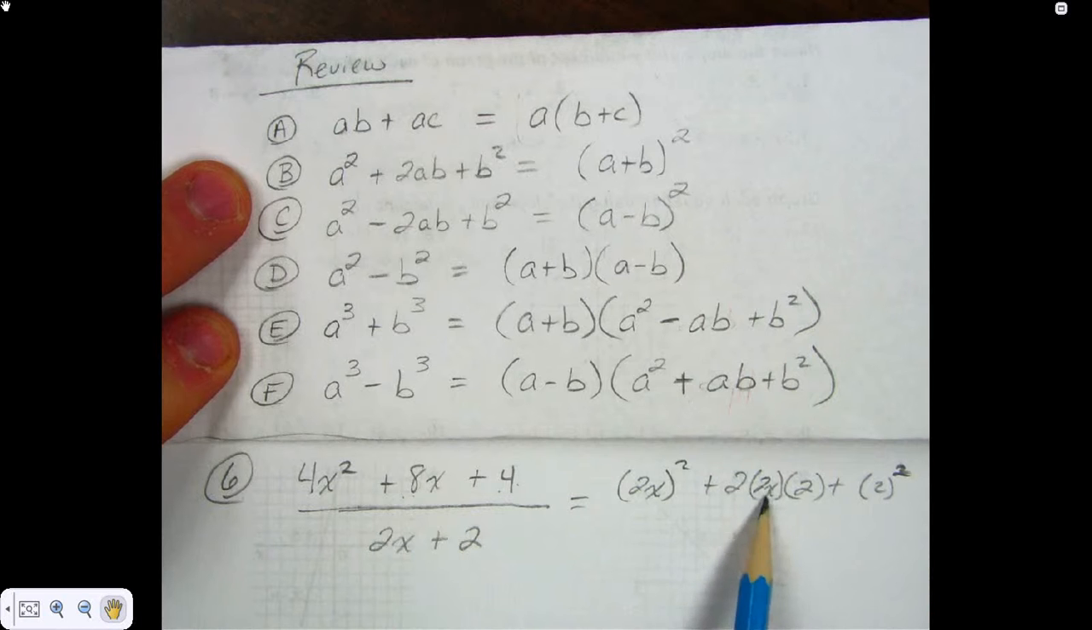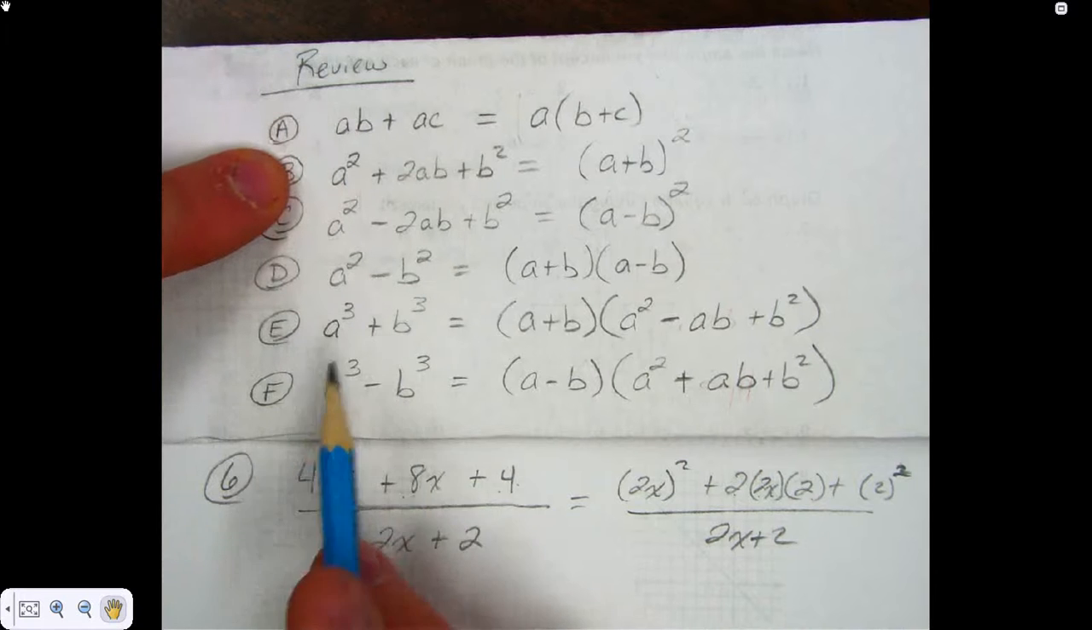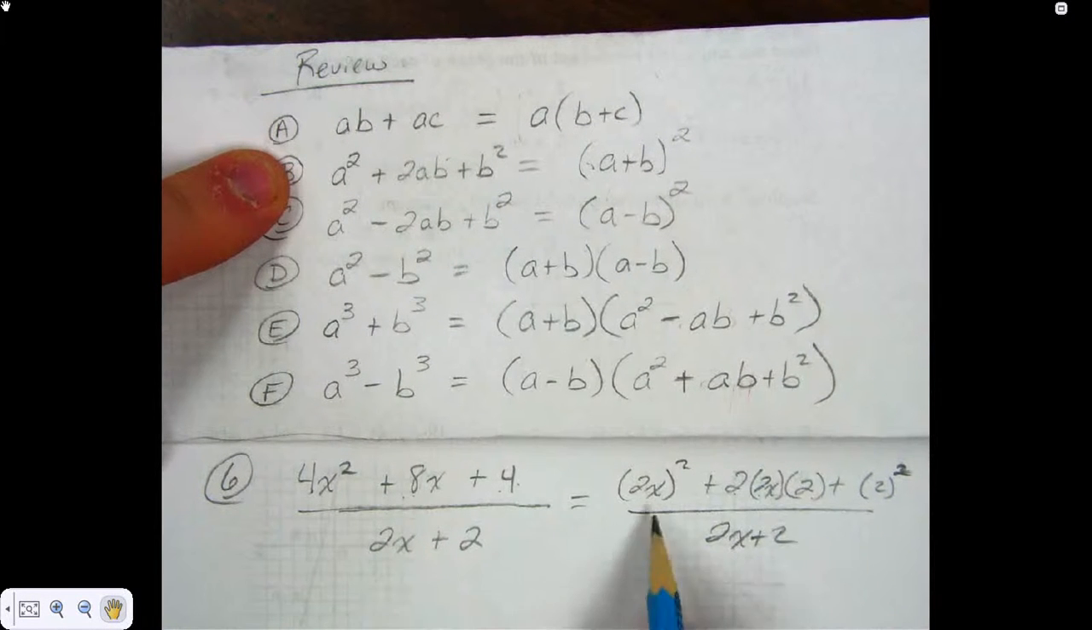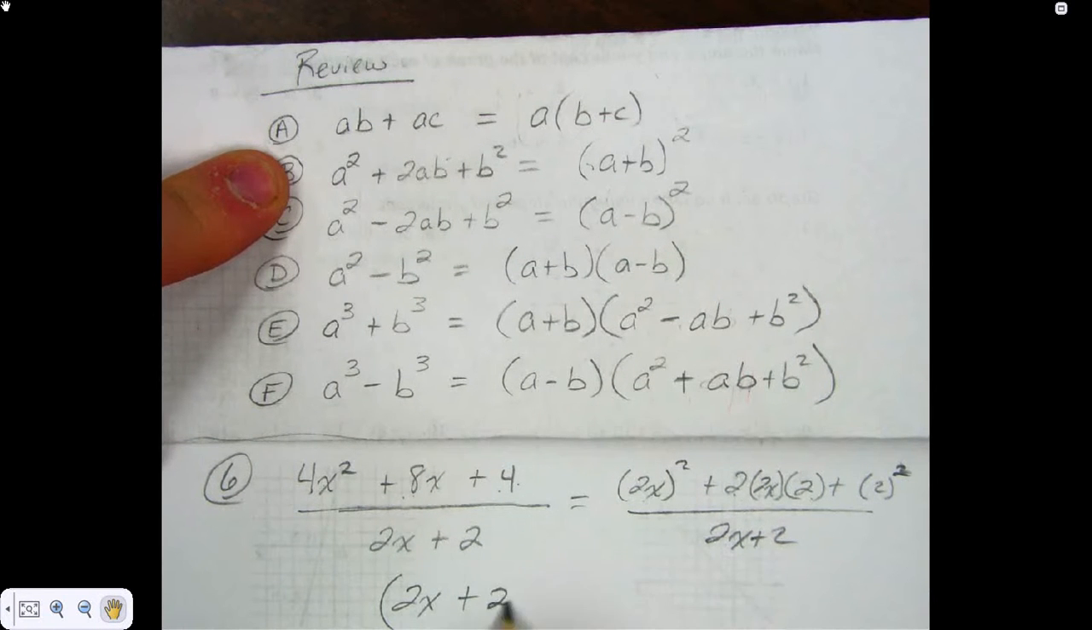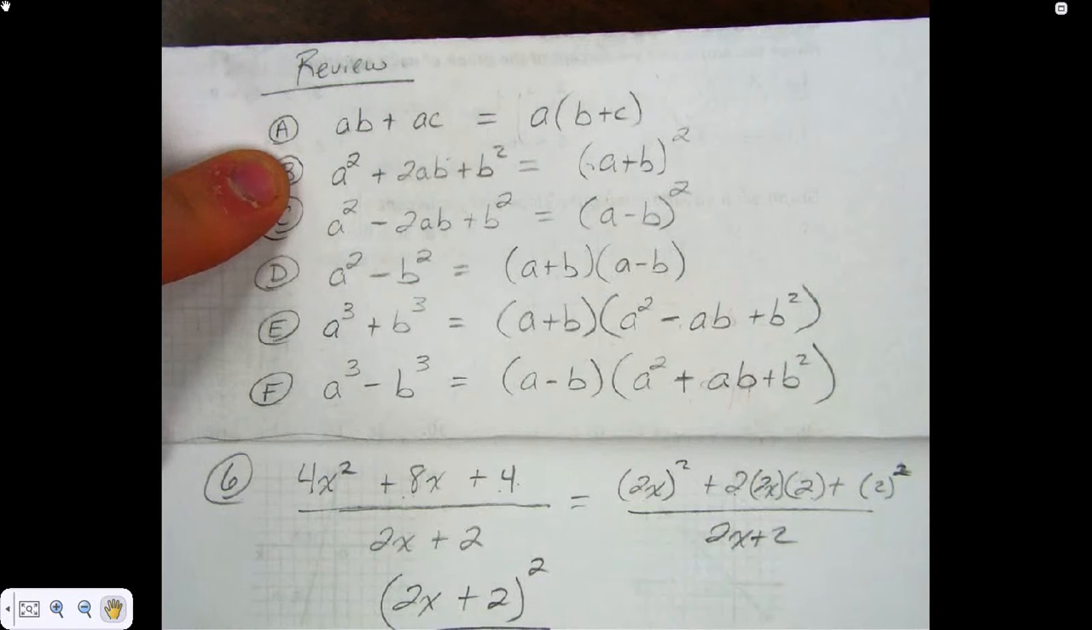Does this look like this? Would this come out to be this? Does it? So you have one in this form right here, don't you? So you know that it will factor to (a plus b) quantity squared. So what was your a? 2x, right? Plus, what was your b? 2. All of that squared, over what's on the bottom? 2x plus what?